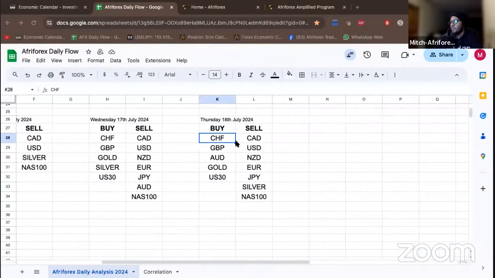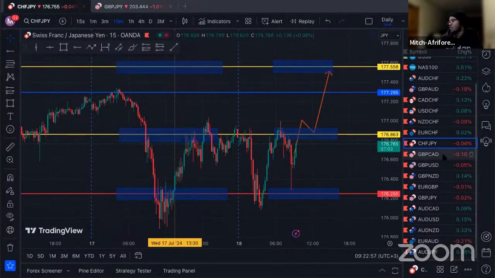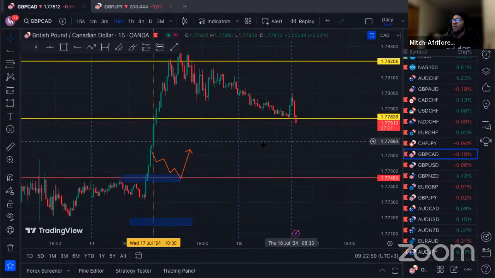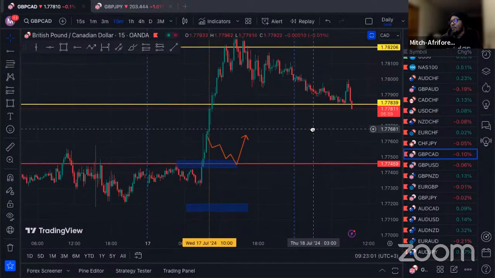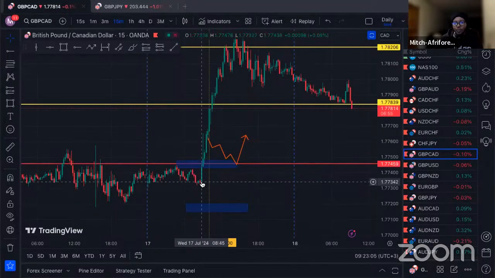So as you can see, we've mixed and matched the Swiss franc with all the pairs on the sell side. So right now we're going to do the same thing with the British pound pairs. So here we'll start off with the British pound against the Canadian dollar. You can see the amount of strength that did come in with the British pound pairs. And the news, or at least the movement, started at 9 o'clock once the Frankfurt market did open.